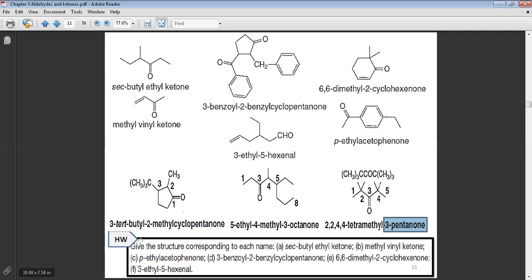And this is homework for you. Give the structure corresponding to each name. That means you have the name, and you write the structure. This is for you.